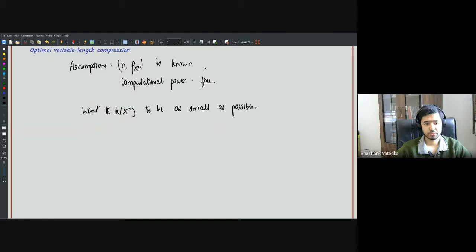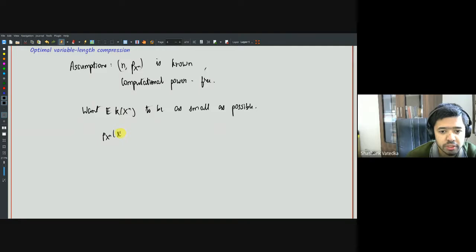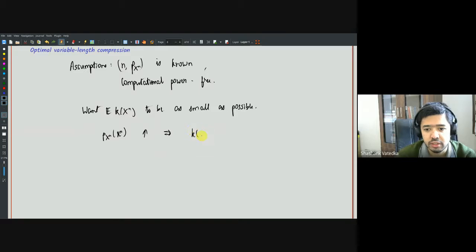So one thing to keep in mind is that if the probability of observing a particular source sequence is high, then you should assign fewer compressed bits to it. So k of xn should be small if p of xn is large, right? So for a particular realization xn, if p of xn is large, then if you want the expectation to be small, then k of xn should be small, right?